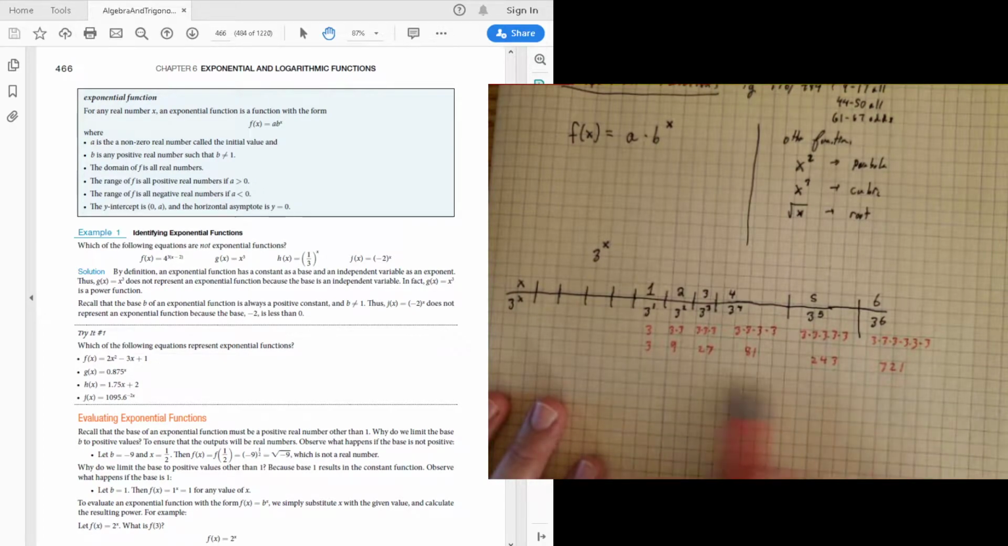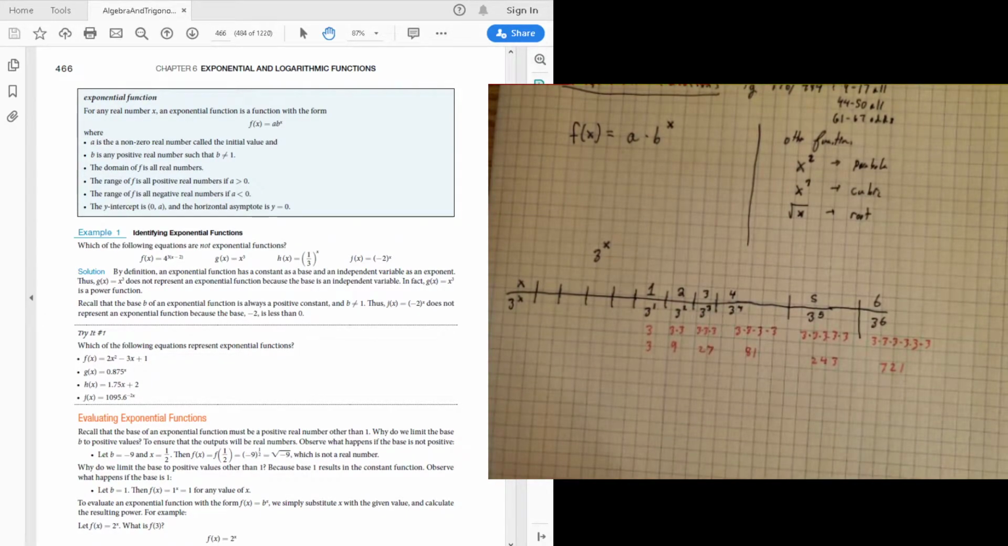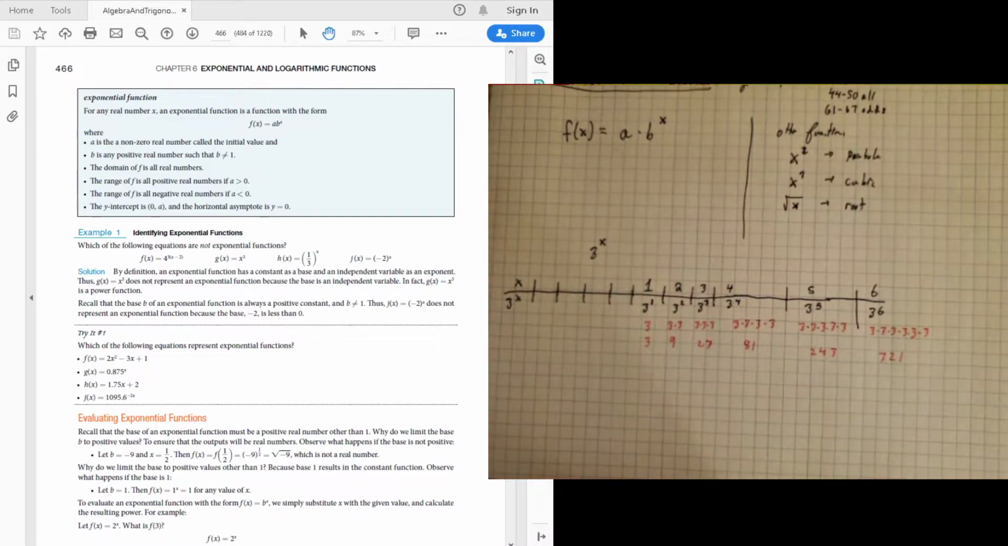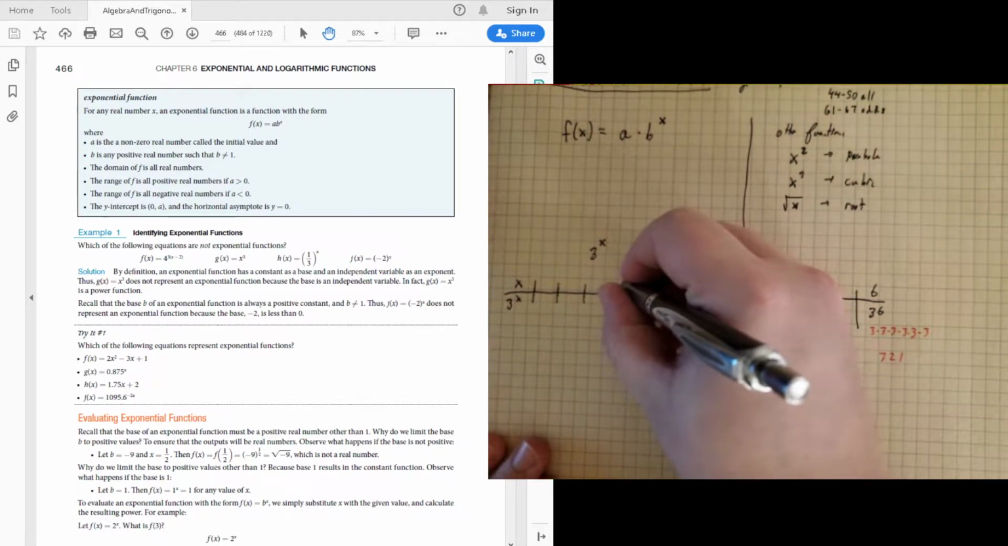That is a huge jump in a very short period of time. And so this is referred to as exponential growth, or an exponential function. Exponential meaning that it grows or decreases rapidly. Now, the nice thing about this table is that we can actually continue in both directions.